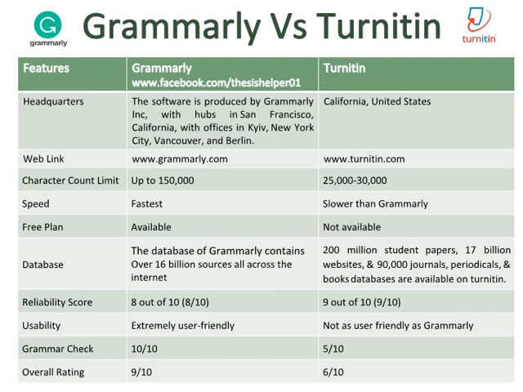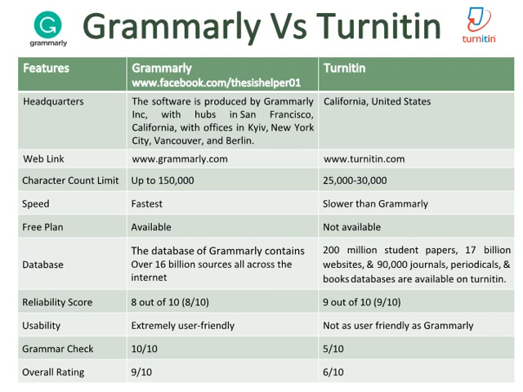The database of Grammarly contains over 16 billion sources all across the Internet, while 200 million student papers, 17 billion websites, and 90,000 journals, periodicals, and books databases are available on Turnitin. Reliability score of Grammarly is 8 out of 10, while reliability score of Turnitin is 9 out of 10.